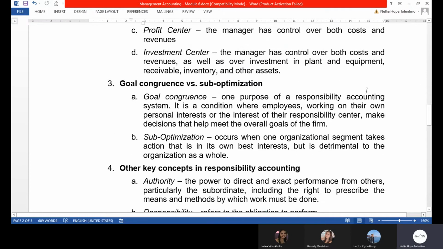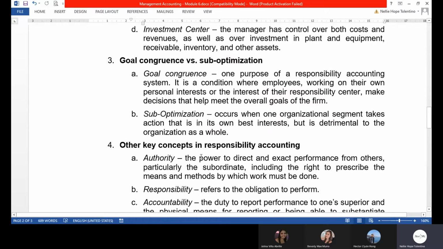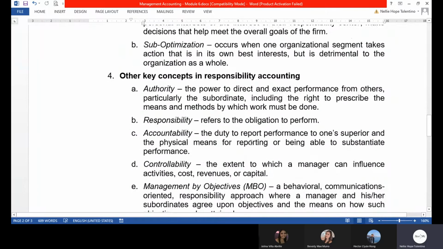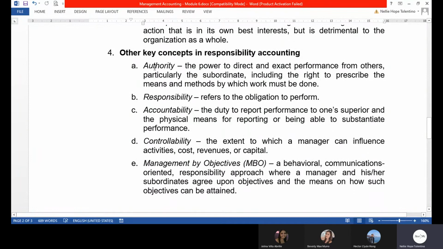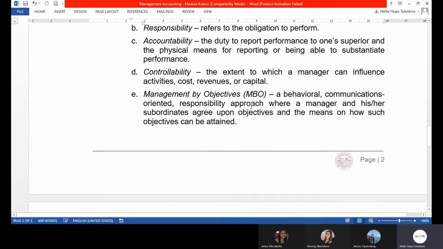So, yun, yung goal congruence versus sub-optimization. Again, goal congruence, ito yung positive. Sub-optimization, ito yung negative. So, what are other key concepts in responsibility accounting? Authority, responsibility, accountability, controllability, management by objectives. So, theories lang naman yan. Ito yung other key concepts or other roles na ginagampanan ng mga managers in a responsibility accounting system.